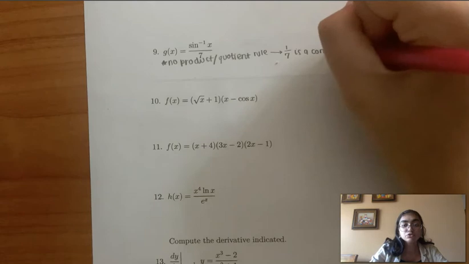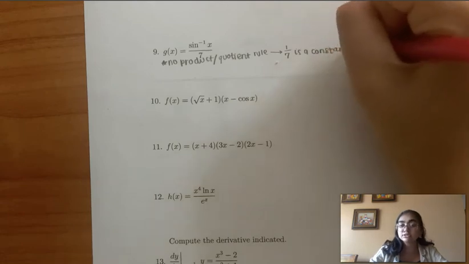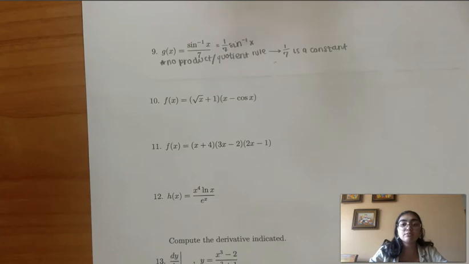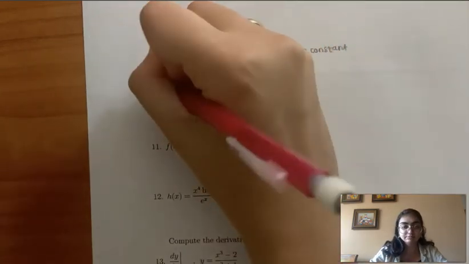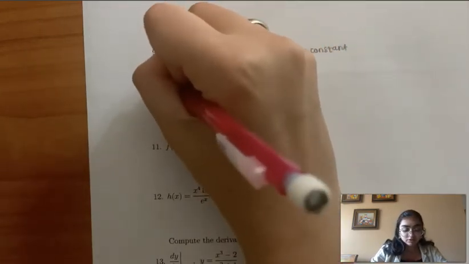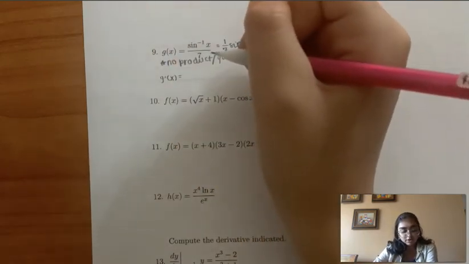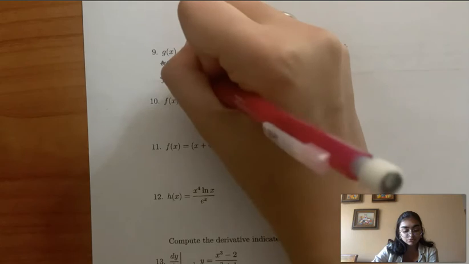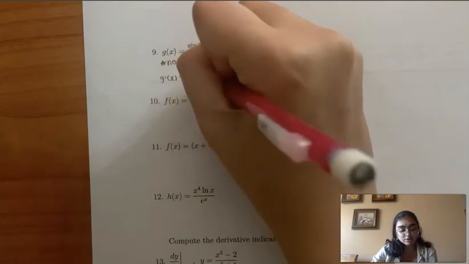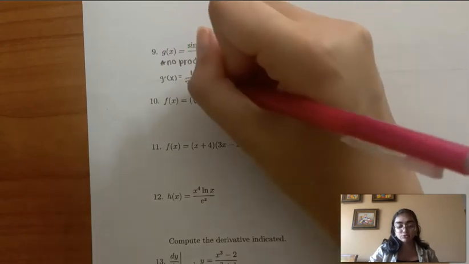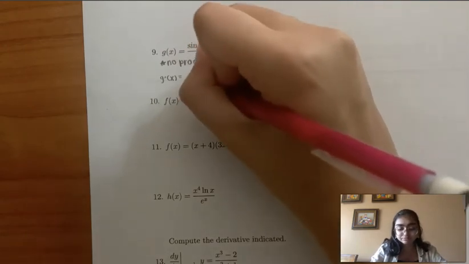Since 1/7 is a constant, we can pull that out in front of inverse sine and get the equation 1/7 times inverse sine of x. So our final derivative would be 1/7 times 1 over the square root of 1 minus x squared, since 1 over the square root of 1 minus x squared is the derivative of inverse sine.